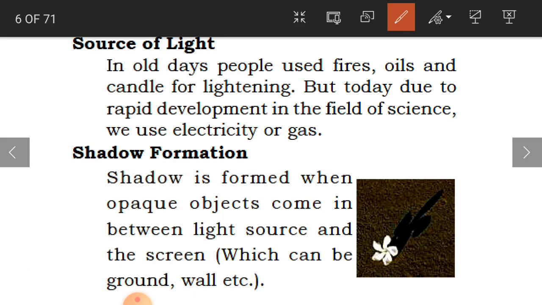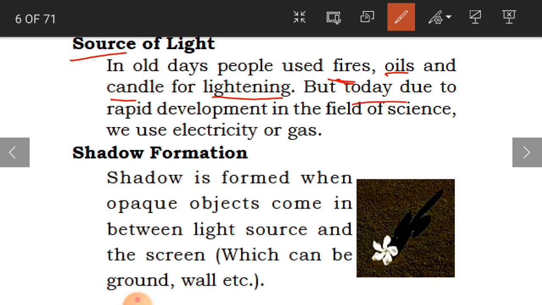Now we'll see about the source of light. From where do we get light? In old days, people used fires, oil and candles for lighting. When we did not have electricity, or the current, people used fire. They kept logs of wood and got light through the fire. They also lit lamps with the help of cloth and oil, or cotton and oil. And candles were also used for lighting.